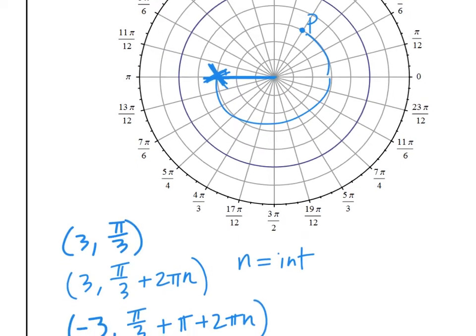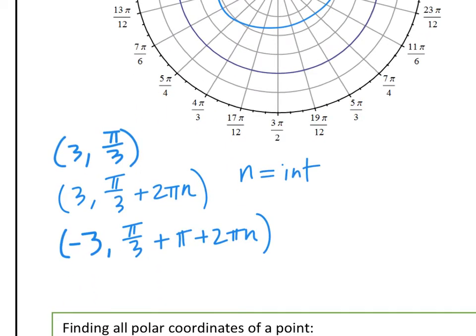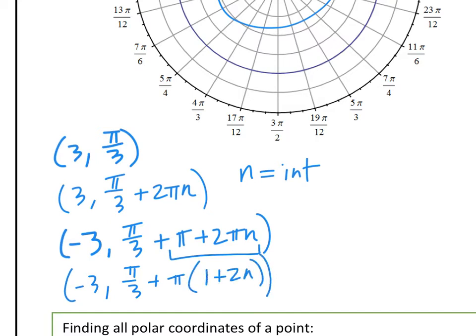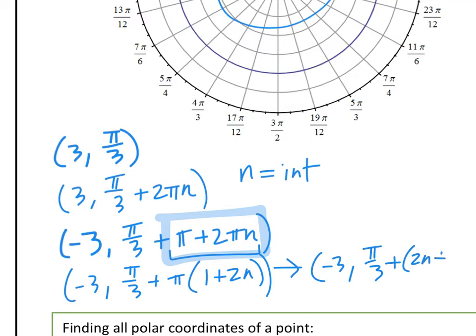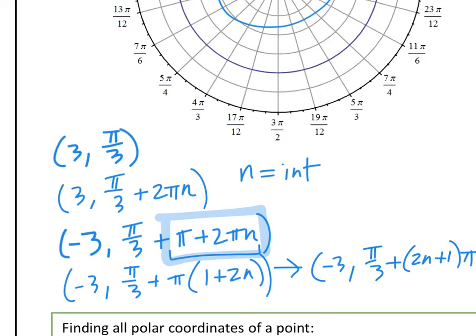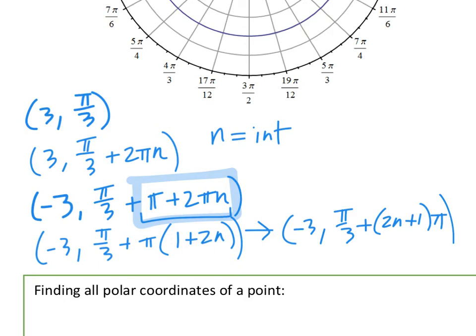Okay, from here, we're going to derive the actual formula. So this is going to be this part. I'm going to simplify this part. What I want to do is take out the pi from there, so this becomes 1 plus 2n. You guys with me? If I take this part and take out the pi, it becomes pi times 1 plus 2n. So this becomes negative 3 pi over 3 plus (2n plus 1) pi.